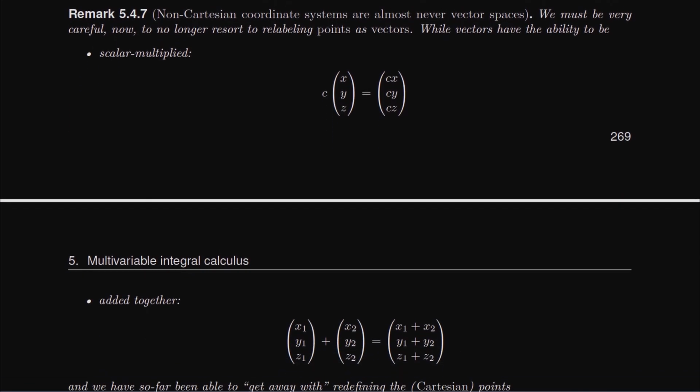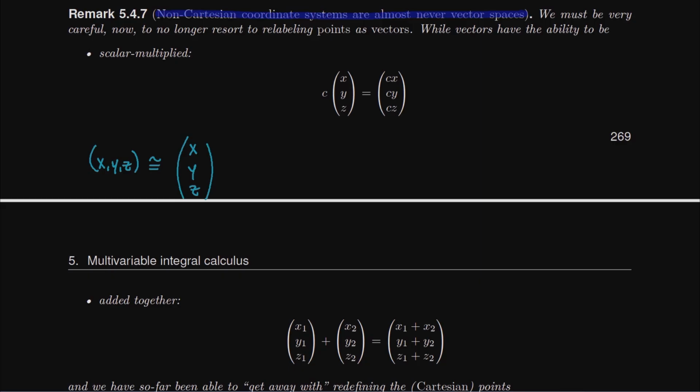Second remark that immediately follows the first one, which is kind of annoying: non-Cartesian coordinate systems are almost never vector spaces. So we got really lucky with Cartesian coordinate systems. If we have something like x, y, z, we can actually associate this with the vector (x, y, z) using an isomorphism that maps a coordinate space to a vector space. That's only true with Cartesian coordinates.